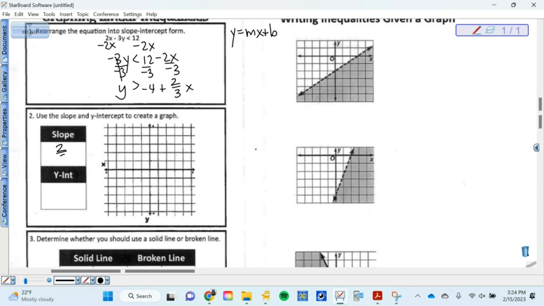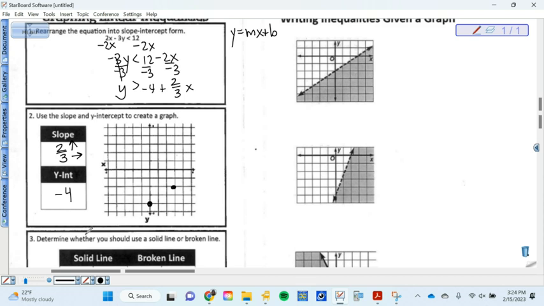So 2/3, and that's my rise over run, right? So I'm going to go up 2/3. But just having the slope, the direction, isn't enough. I need to know a starting point. What's my starting point? What's my y-intercept? -4. So that means I go to -4 on my y-axis. 1, 2, 3, 4, and I plot a point. And then I'm going to go up 2/3. And really, those 2 points are the only ones that fit on that graph.